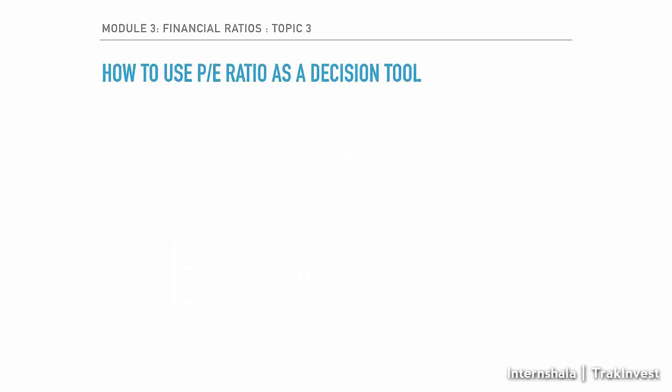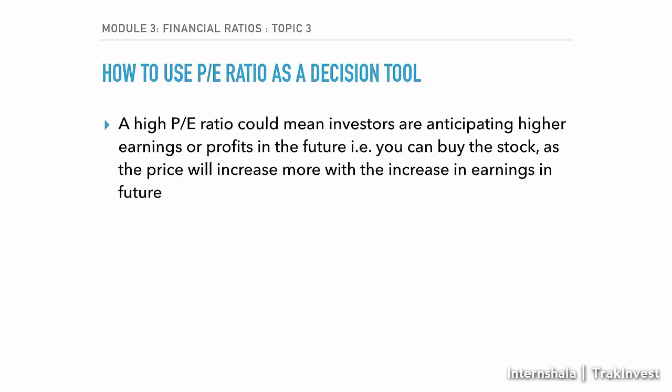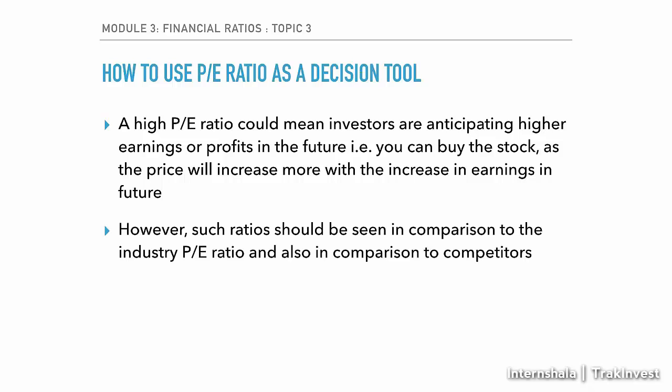Now let's see how to apply the PE ratio as a successful decision-making tool. A high PE ratio means that there is investor interest and investors are anticipating higher earnings or profits in the future of a company. That is, you can buy the stock of a company with higher PE ratio. However, be careful. In case of PE ratios, it's slightly tricky. You cannot study them independently.